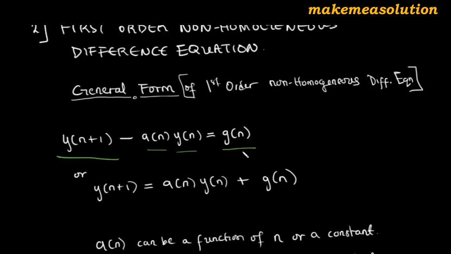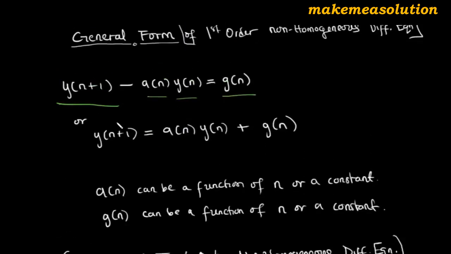Now it is no more equal to 0. The right hand side is no more equal to 0 like we saw in the previous case. It is now equal to a function g of n. So if you rearrange it, you can still get it in this way: y of n plus 1 is equal to a of n times y of n plus g of n.